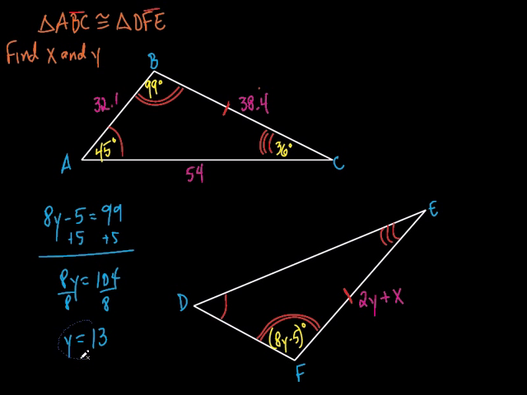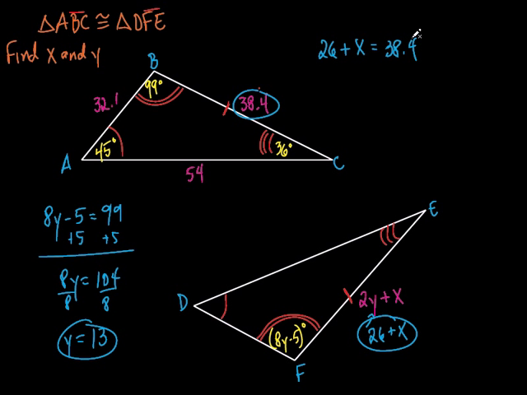So what we can do over here is this. Since I know what y is equal to, I can plug in that y right here because it's the same y. So what's 2 times 13? Well, that would be 26, and then plus x. Now I can take this and set it equal to its corresponding side. So let's do that, and then we'll do some algebra and figure out what that is. I've got some space up here. Let's do it here. 26 plus x equals 38.4. Subtract 26 from both sides.